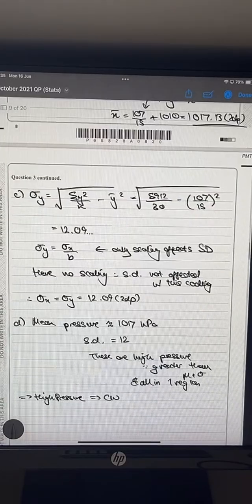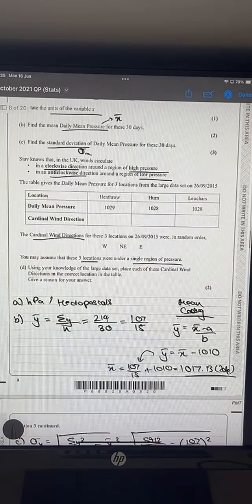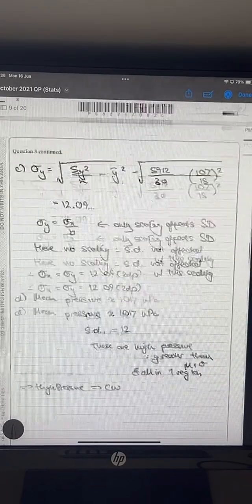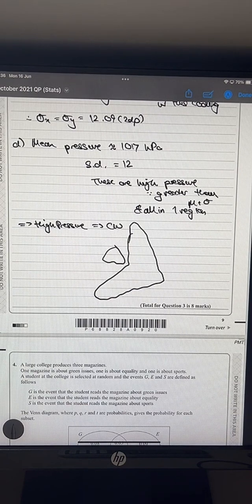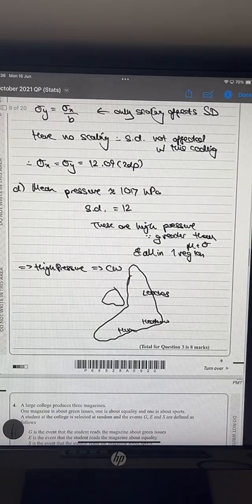Now this is where it gets a bit weird. You need to know where the locations of these are on the map of the UK. So you guys are going to see my beautiful artistic drawing of the map of the UK, like that. Beautiful. And then the UK is with Ireland too. So I have to label where these locations are on this map. So Luchar's is up here. Heathrow is over here because that's kind of near London, right? And Herne is down here. So this is where these locations are.